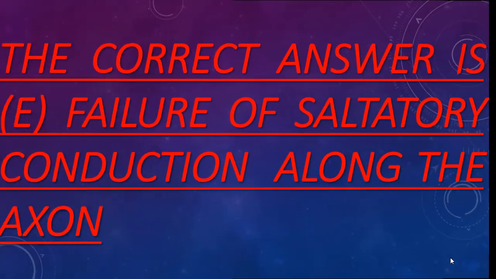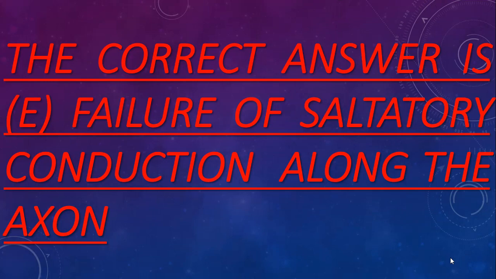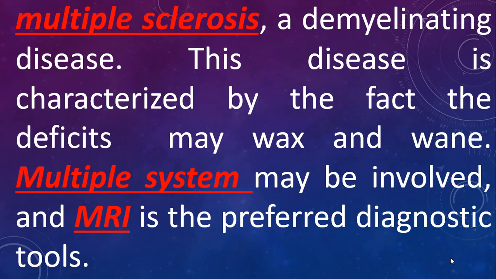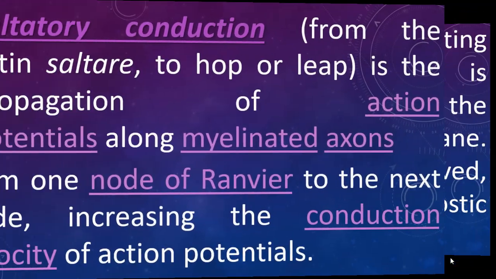Answer and explanations. The correct answer is E. Failure of saltatory conduction along the axon. This is multiple sclerosis, which is a demyelinating disease. This disease is characterized by the fact that deficits may wax and wane, i.e. exacerbation and remission. Multiple systems may be involved, which is another characteristic of multiple sclerosis, derived from its name. And MRI is the preferred diagnostic tool.